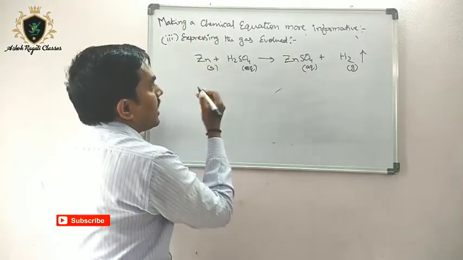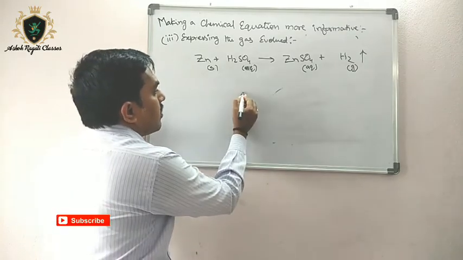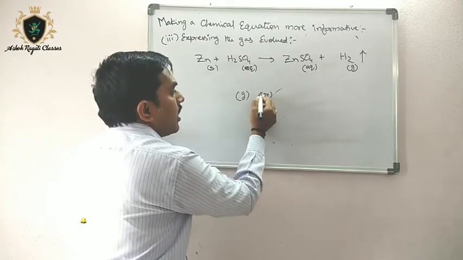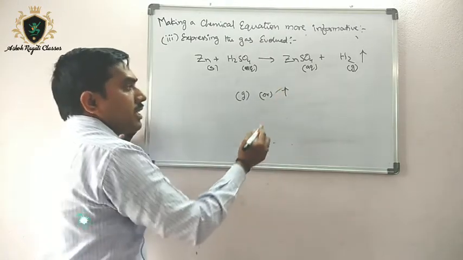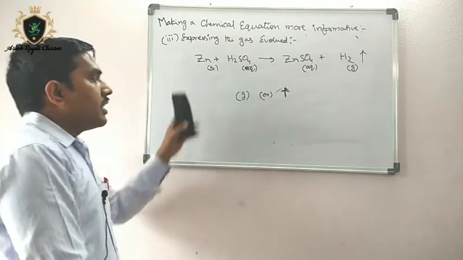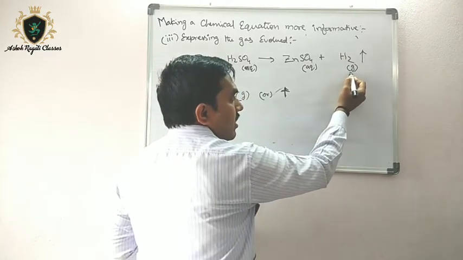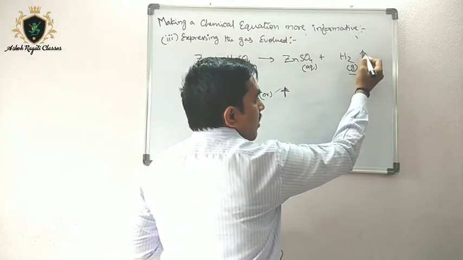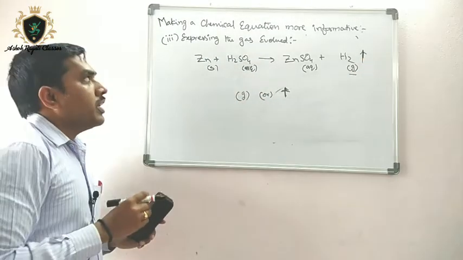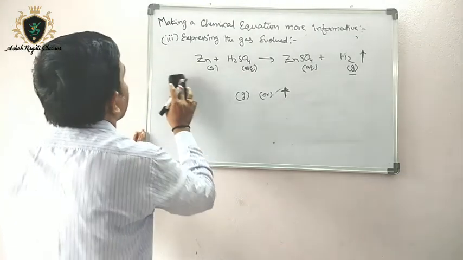So how to represent a gas evolution? With the letter G or an up arrow. This says that the substance is a gas. In this reaction, H2 gas is evolving, and that is represented with G and an up arrow. So this is the third characteristic we have to add to the chemical equation.